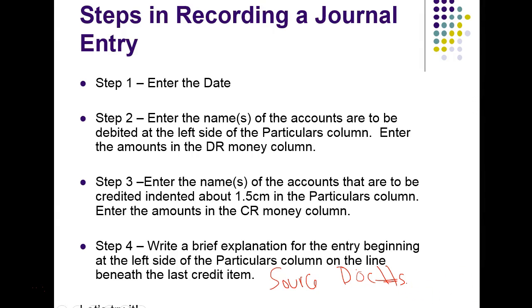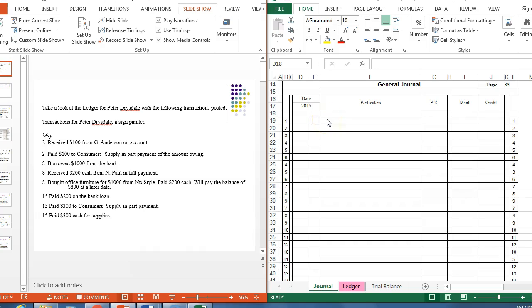So let's try. Okay, so flip back to the first slide. And we're going to actually journalize some of these transactions. So I've already written the date 2015 at the top. And then I'm going to write in May and go to the next column and write May 2nd. And in this situation, they received $100 from G. Anderson on account, which means that we received money from an accounts receivable. So the account that we're going to debit is bank because we've received the money.